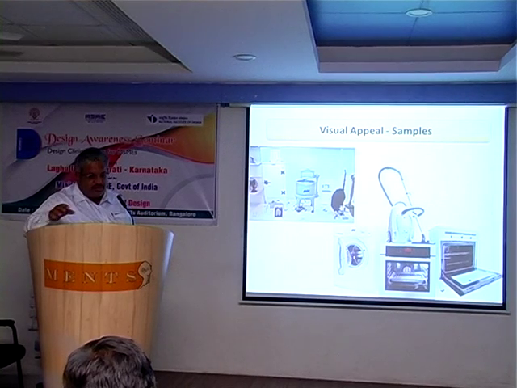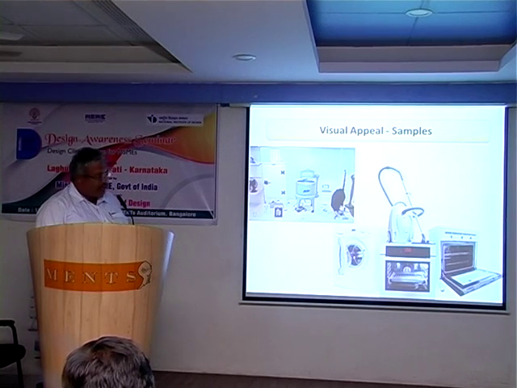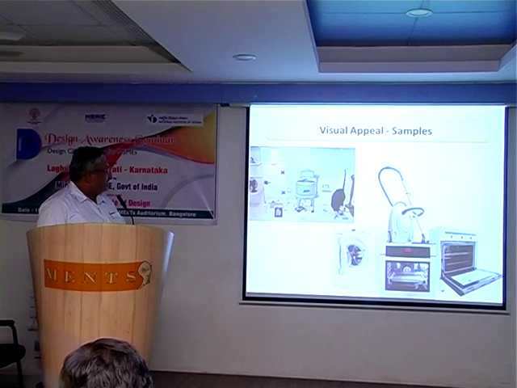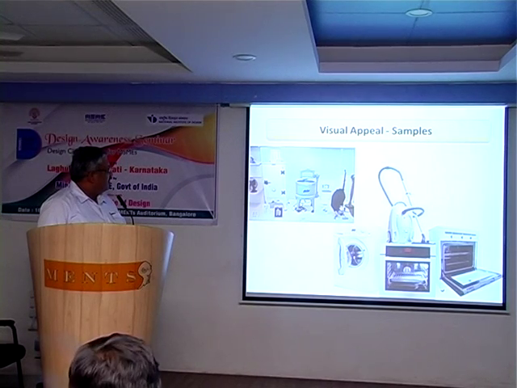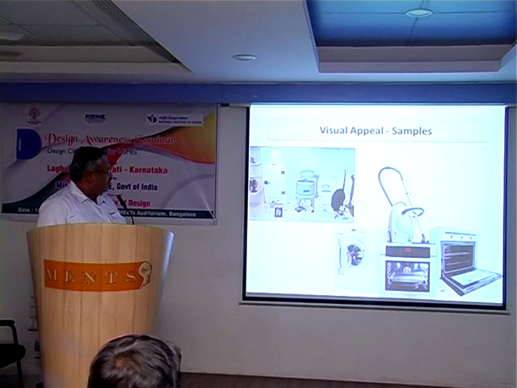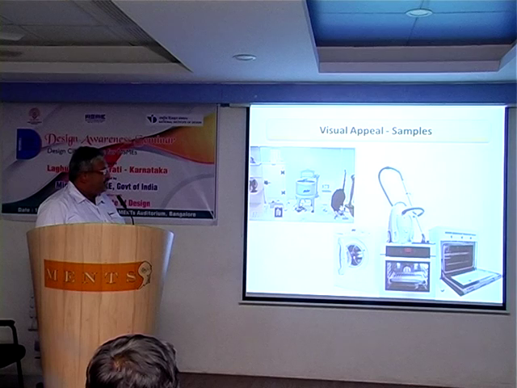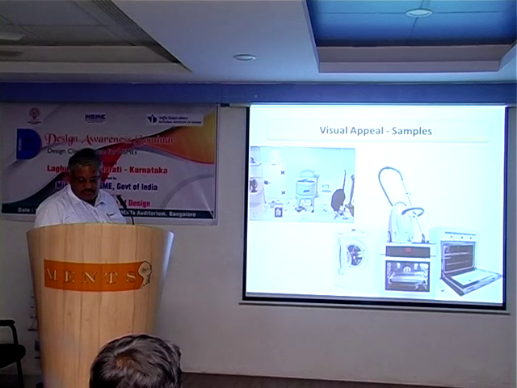Some examples I have shown. These were one of the first few electrical products that were designed in Japan. This is a washing machine, this is a refrigerator, a vacuum cleaner, and currently these are the shapes and designs of these things.